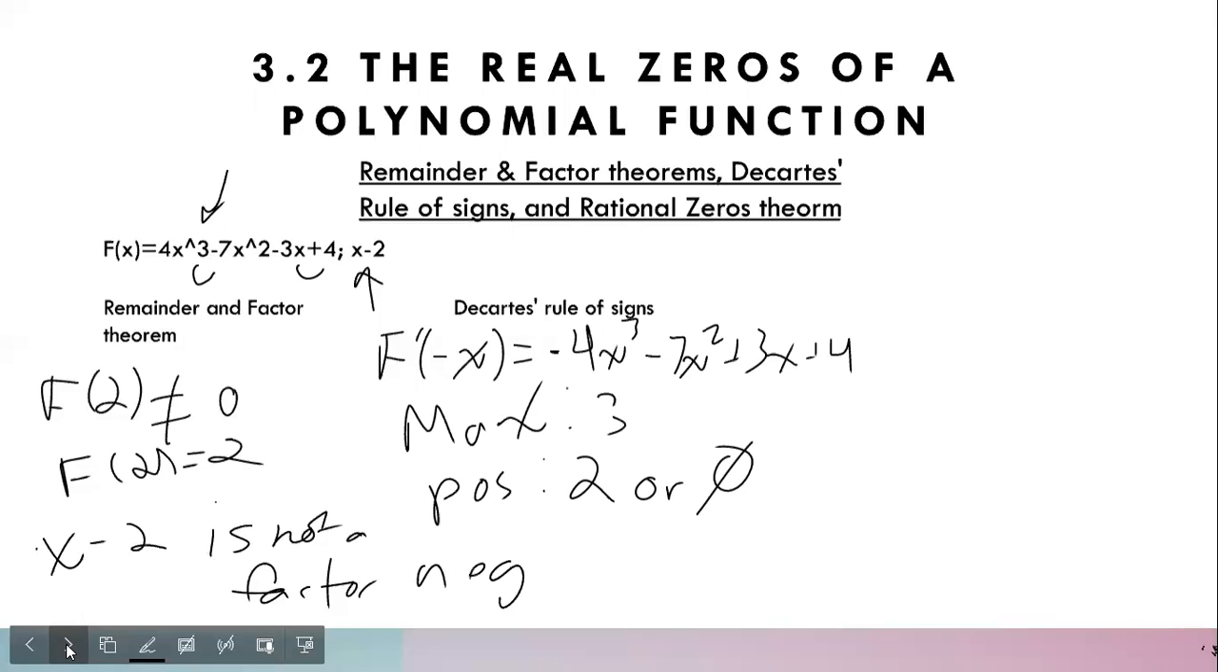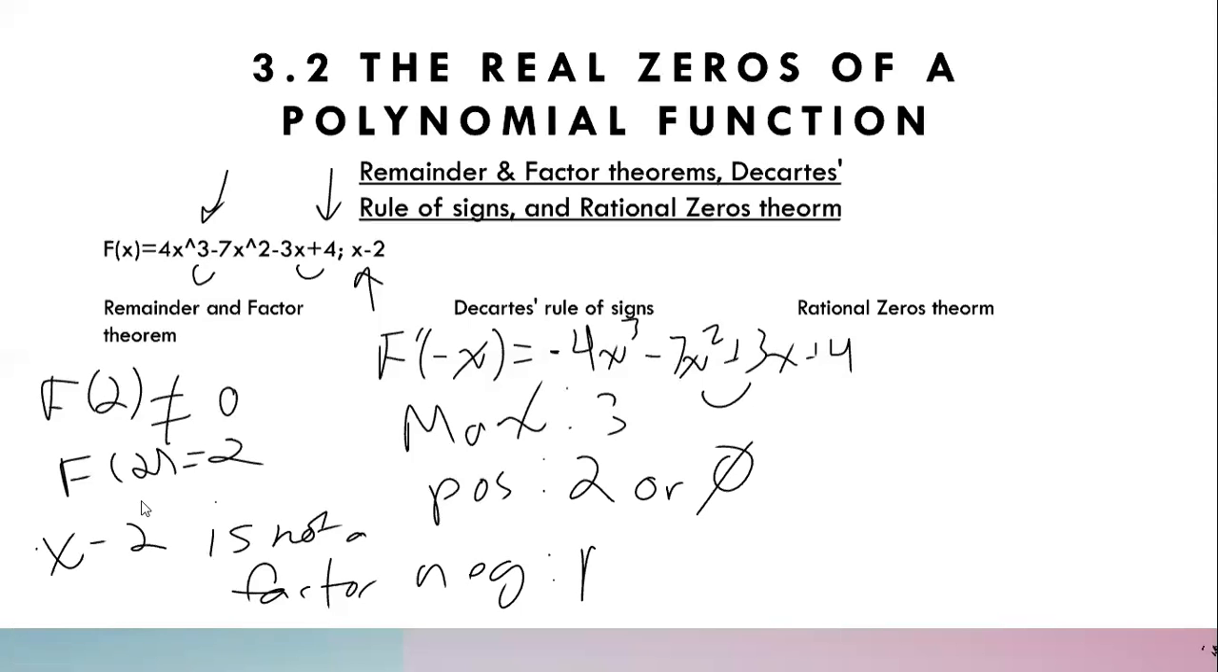And for negative, we look at this equation with the negative x and find that there's only a single sign change. So there can only be a possible 1 negative zero. Now we'll be using the rational zeros theorem. To do so, you need to find the factors of a sub 0 and a sub 3, which are the final and the leading terms. So a sub 0 equals 4, and a sub 3 equals 4 as well.